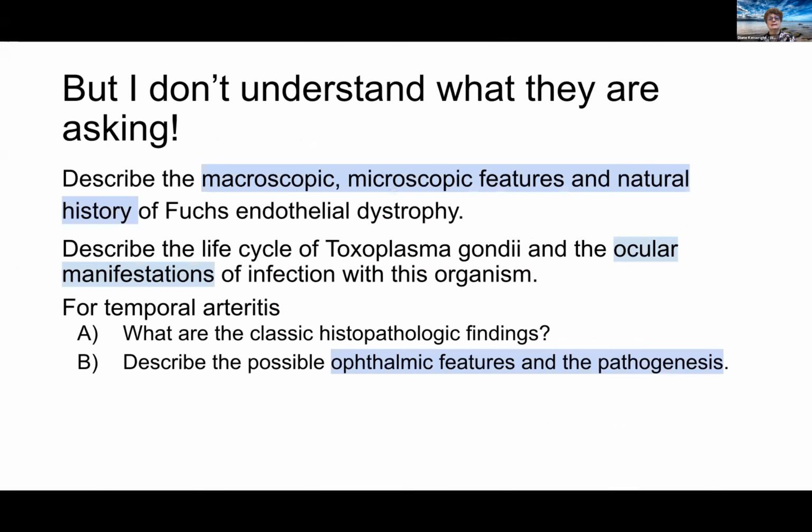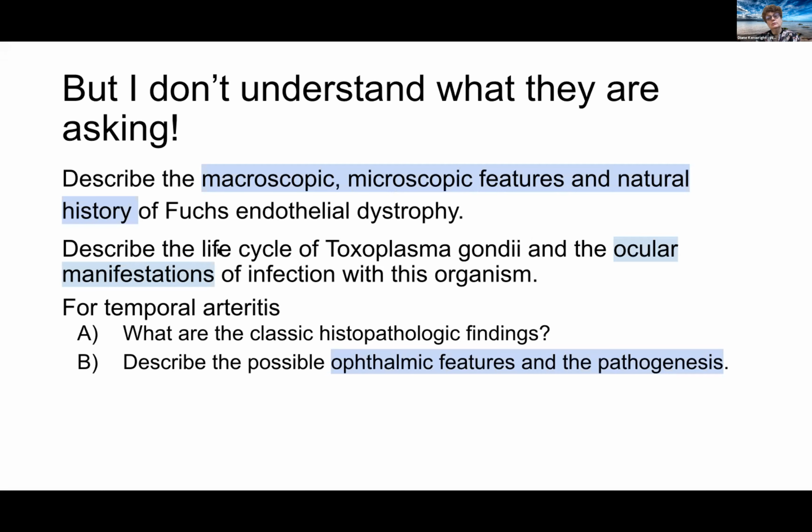But I don't understand what they're asking. Okay. Right. So what do we mean? Describe the macroscopic, microscopic features and natural history. So macroscopic is what you see clinically and down a slit lamp. Microscopic is what we see on a histologic slide. Natural history is what happens without intervention.